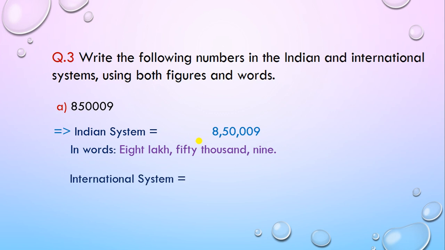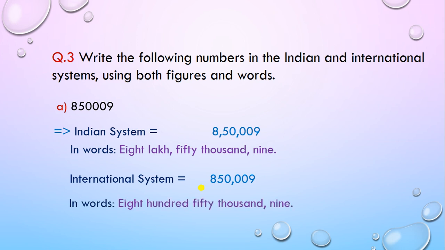Let's see for the international system. As we know, in the international system we have to make groups of 3 digits. So 1, 2, 3, comma, 1, 2, 3. Let's see how to read this number. 850,009.